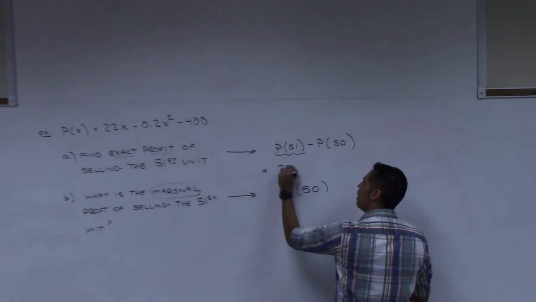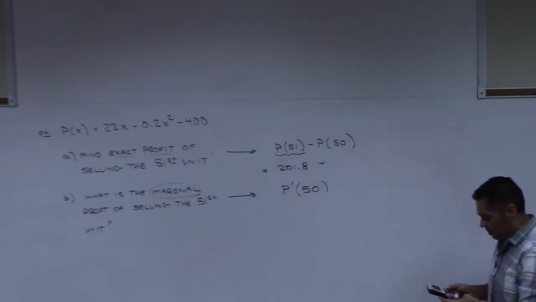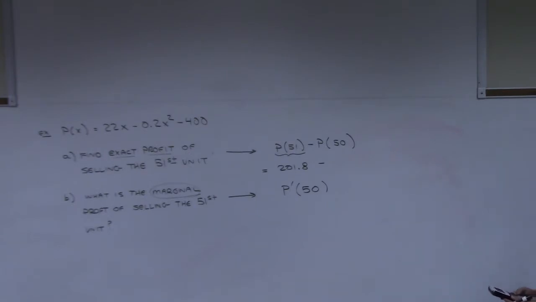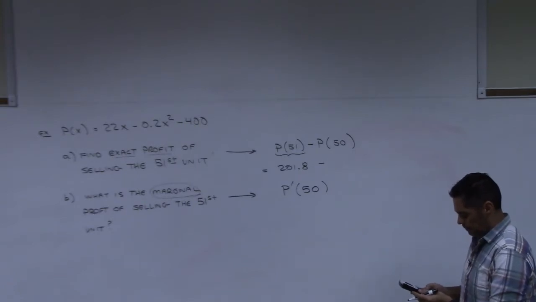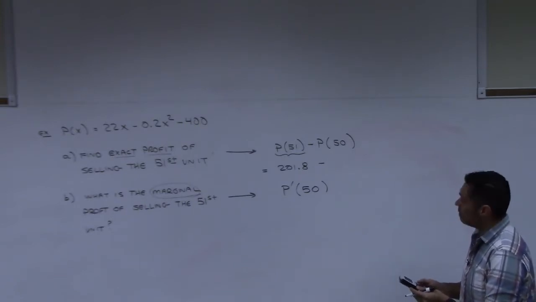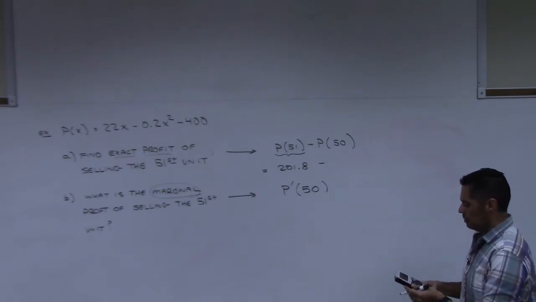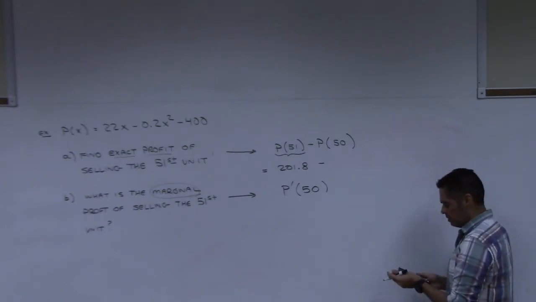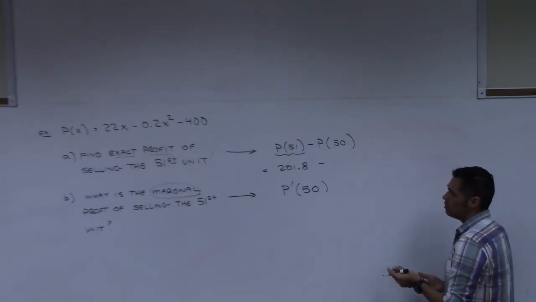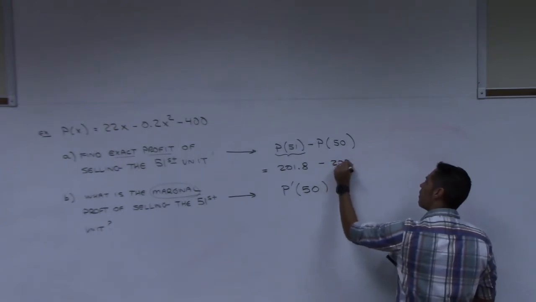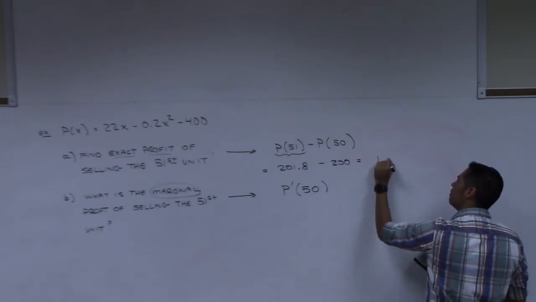201.8. Good. 201.8 minus, now we're going to do the same thing but with 50. If you're not getting 201.8, then you need to get with me to figure out what's going on. How about for 50? Anyone get that one yet? 200. All right, so when we subtract the 200, you get 1.8, don't you?